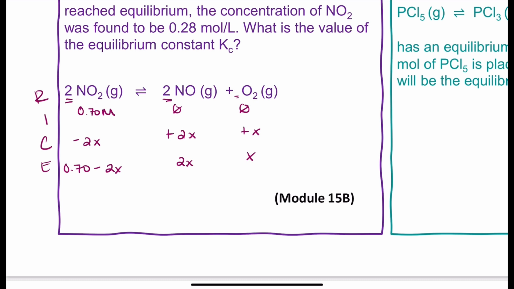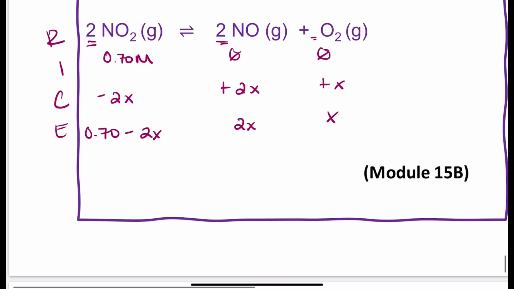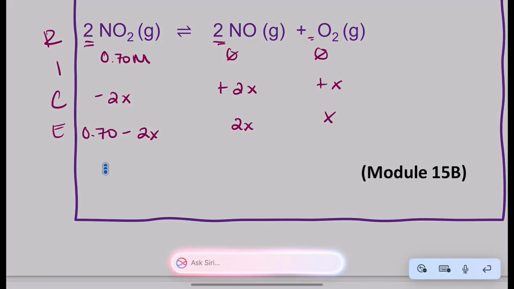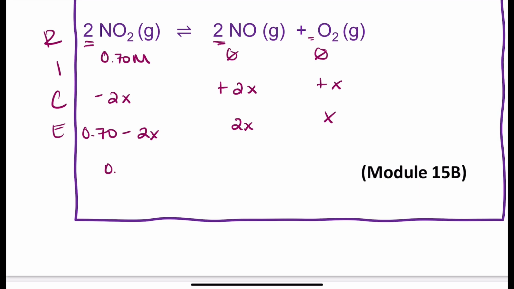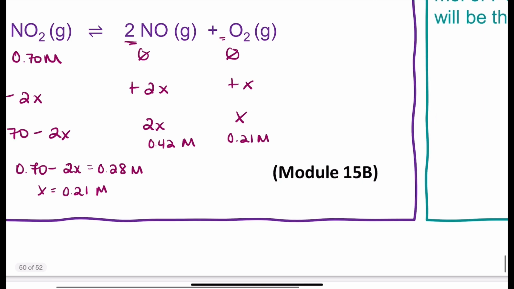But it told me that the concentration of NO2 at equilibrium was found to be 0.28 molar. That means 0.70 minus 2x has to be equal to 0.28 moles per liter. Again, that's 0.7 molar in that equation, so the molar shouldn't surprise you. If I solve here for x, that gives me a value of 0.21. That means the value here is 0.42 and 0.21, because I just solved for x. Those are molar. Now I can solve my Kc.